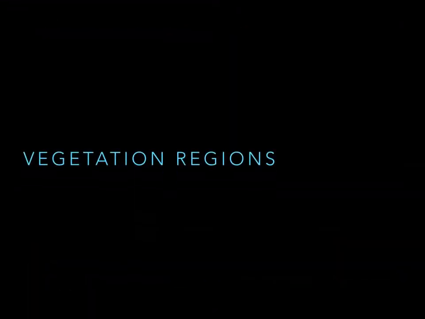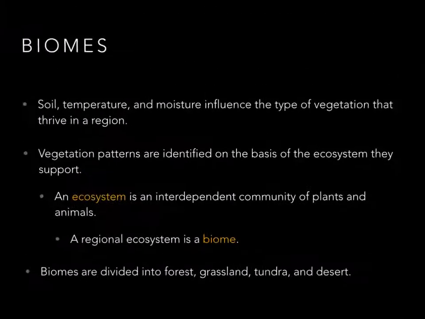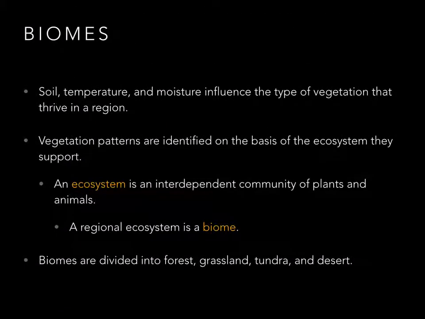Vegetation regions. Biomes. Soil, temperature, and moisture influence the type of vegetation that thrives in a region. Vegetation patterns are identified on the basis of the ecosystem they support. The ecosystem is the interdependent community of plants and animals. A large ecosystem, a regional one, is a biome, and biomes are divided into forest, grassland, tundra, and desert.